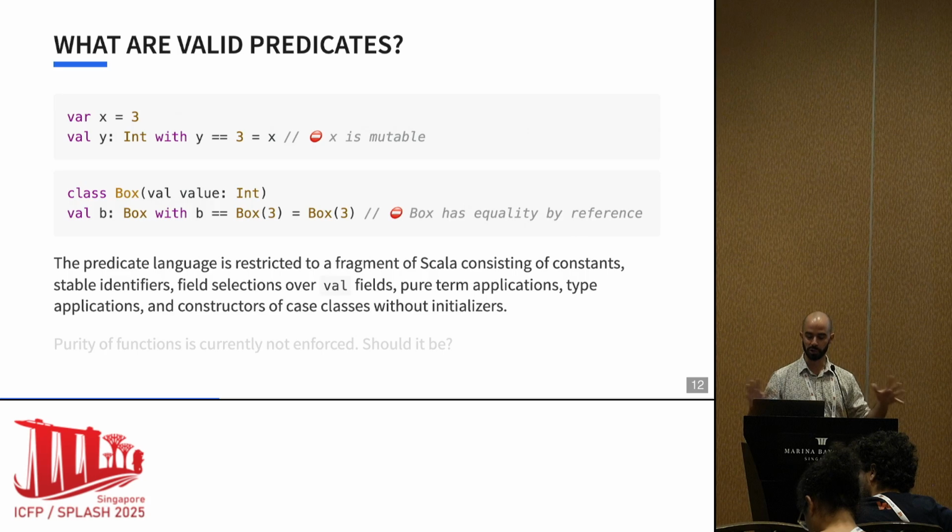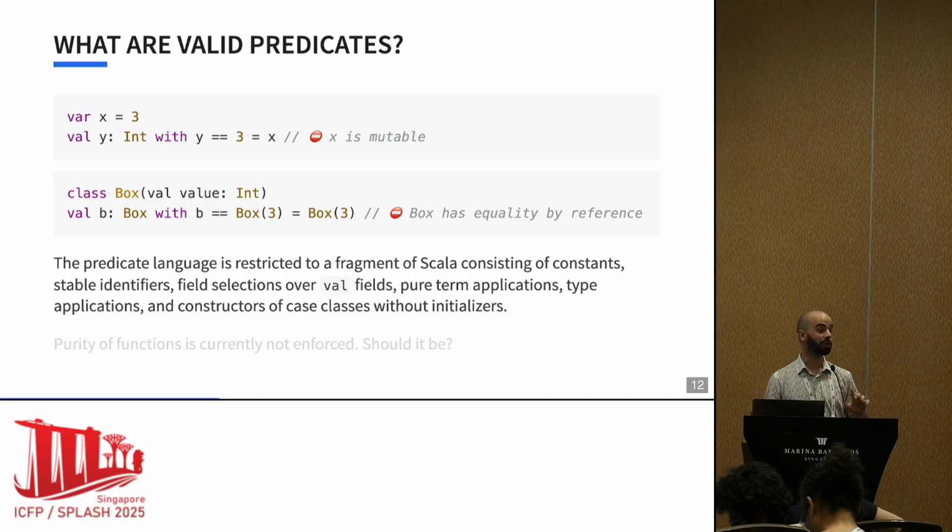So if I have to summarize it, currently the predicate language is restricted to a fragment of Scala consisting of constants, stable identifiers, field selection over val fields only, pure term application, type application, and constructors of case classes without initializer. And where you don't override the equals method, of course.